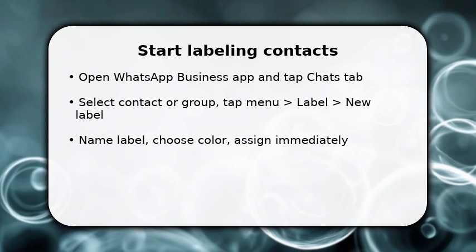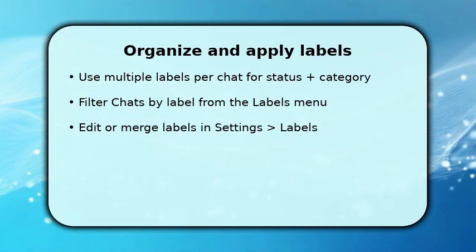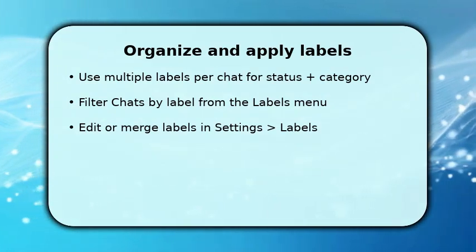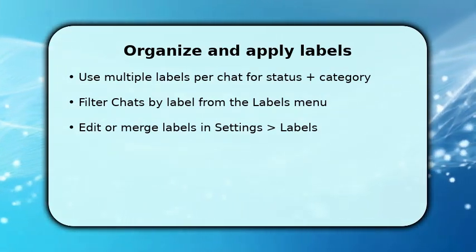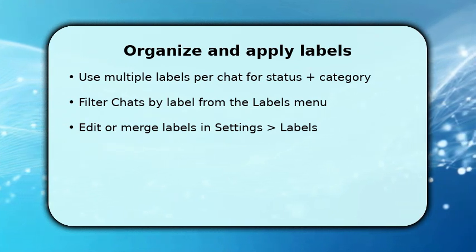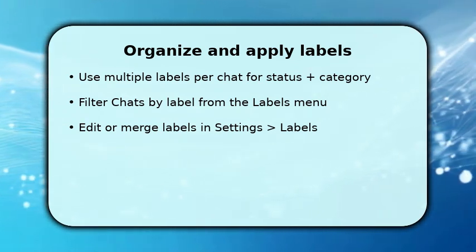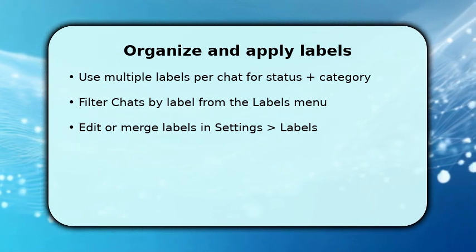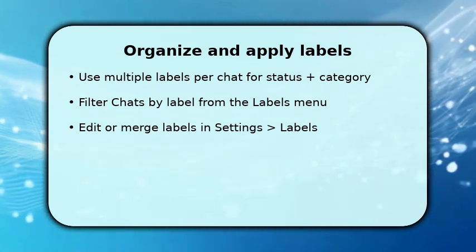Now refine organization by applying multiple labels to a single contact. Combine status and category so you can filter by either. Go to Labels in the main menu to view all labeled items and long press a label to filter chats. This saves time when you need targeted lists.